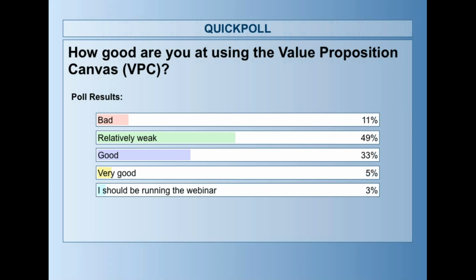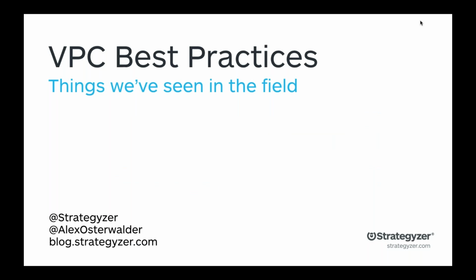Here are the results. How good are you at using the value proposition canvas? 11% said bad, 49% said relatively weak, 33% said good, 5% said very good, and 3% said I should be running the webinar. Okay, they can answer the questions afterwards. Let's see in the chat window. Perfect, great. It's back to you now.